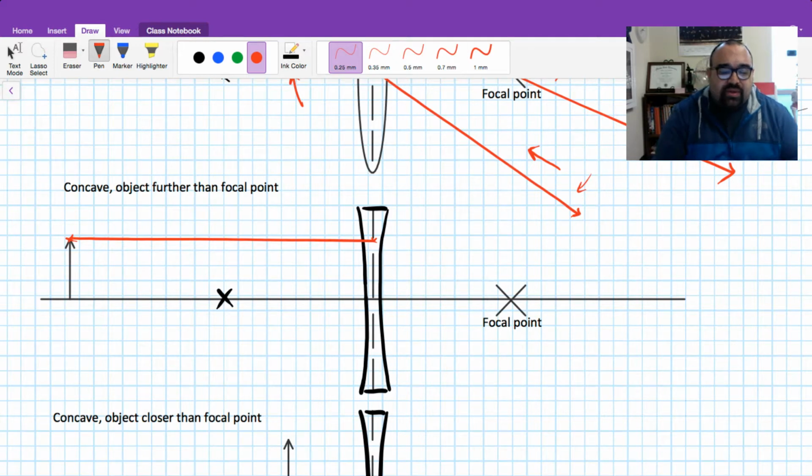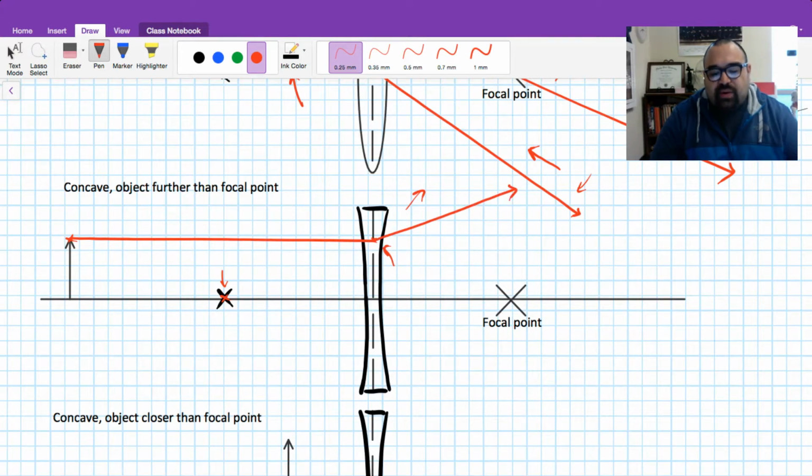They actually diverge. So we're going to draw this arrow going out in some way, but we're going to utilize our focal point that's on the left side of the lens to show us exactly where it's going to be traveling. So I'm going to connect this point with this point, and that will be the direction that my light ray is diverted to.